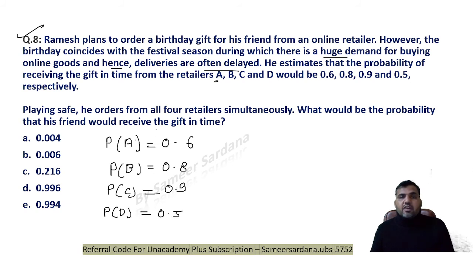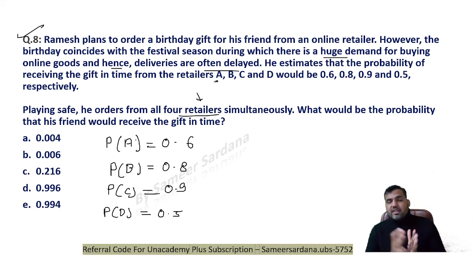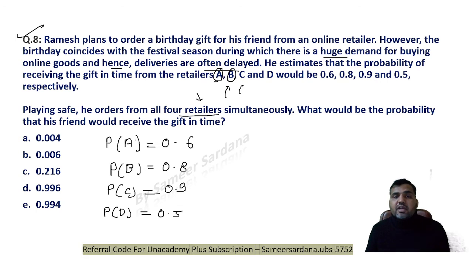Playing safe, he orders from all 4 retailers simultaneously. You see that the probability of receiving the gift from one particular retailer, that means A, is completely independent of getting the gift from retailer B, and that is also independent of getting the gift from retailer C. That is also independent of getting a gift from retailer D. These events are all completely independent.